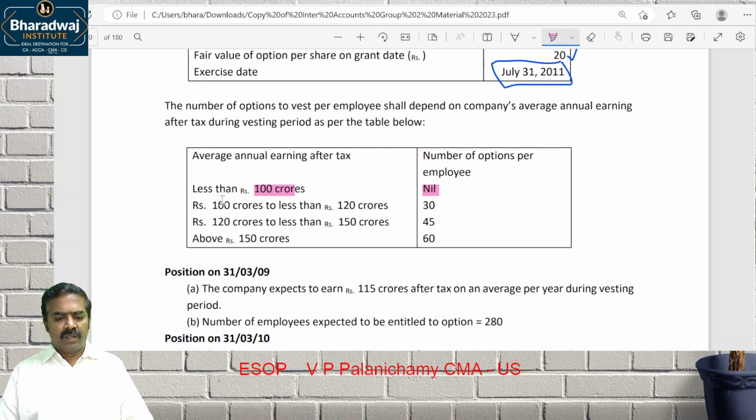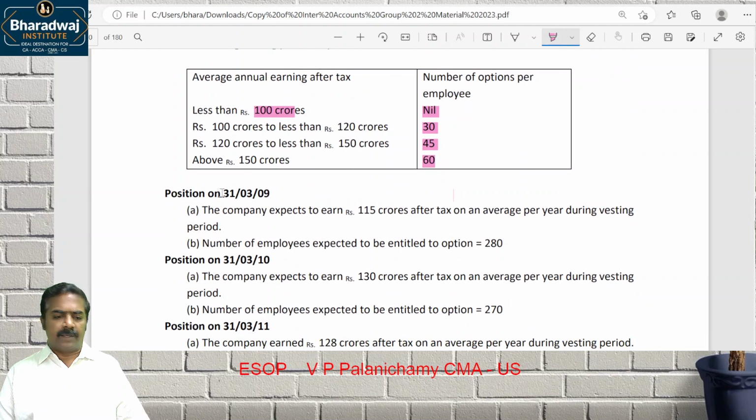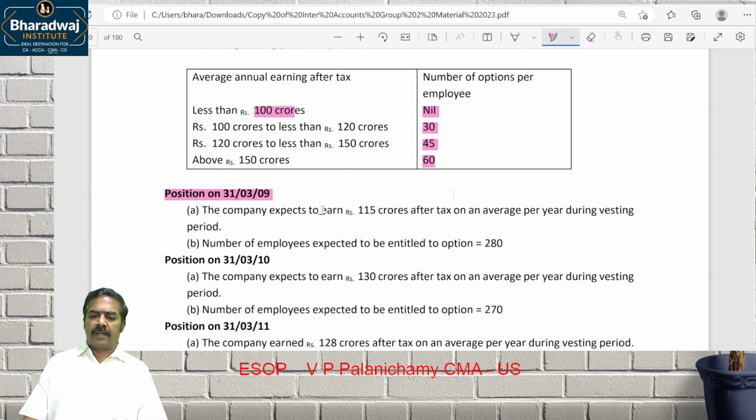Then, if profit is 100 to 120 crores, what is options given to the employee? Each employee can buy how many shares? 30 shares. 120 to 150 crores profit means 45 shares. Above 150 crores means how many shares? 60 shares you can buy. Now, at the end of the first year, the company is expecting to earn how much? 115 crores on an average, and number of employees entitled for an option is how much?